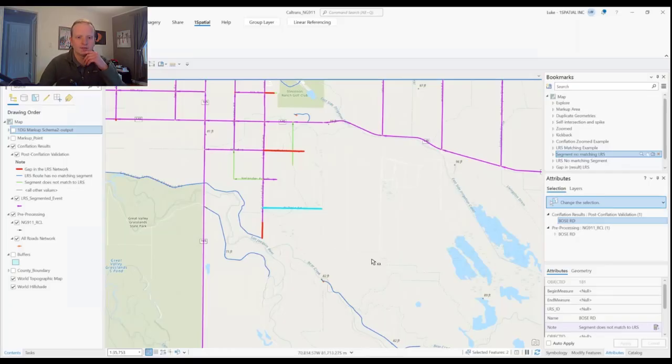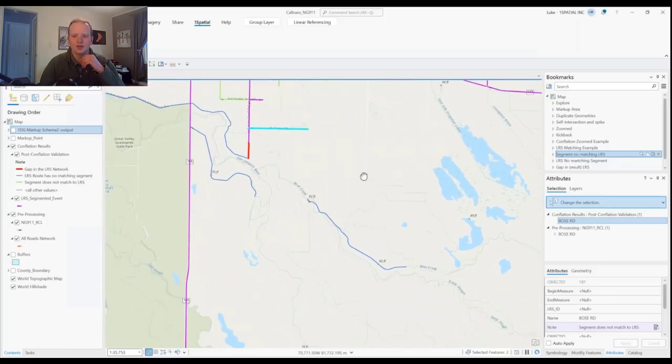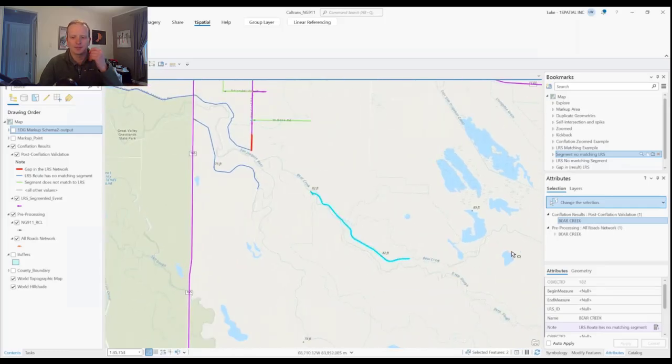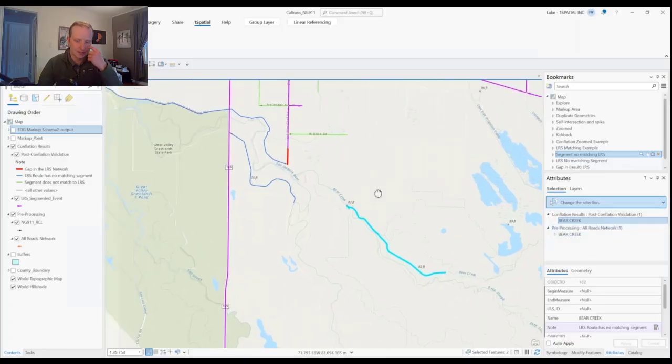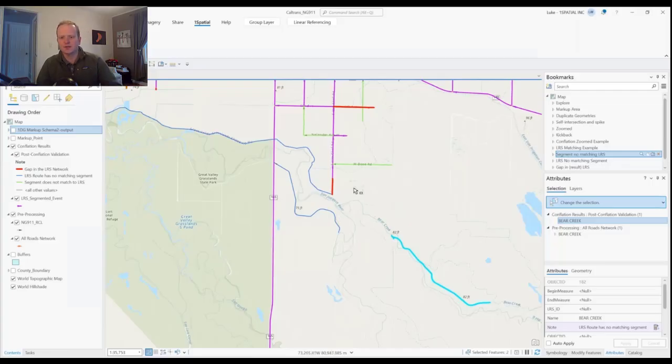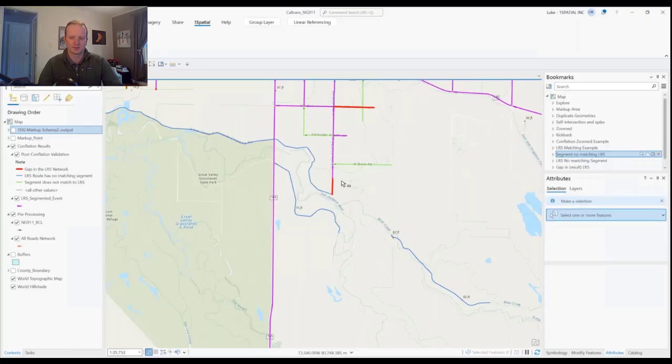Similarly, if we go down here to this next section, this blue line is saying that the opposite is true. We have an all roads network road, but we don't have an underlying Next Generation 911 network road. That last example is basically what's called a gap. At that location, we did have this all roads network piece, but in the conflated values, we don't have a section on this last part because there wasn't an NG911 segment for that last little bit at that last location.